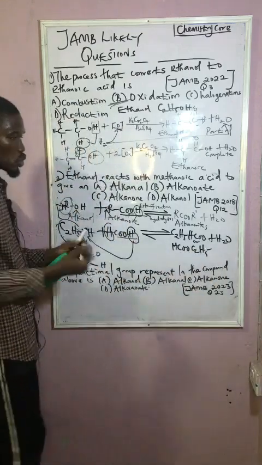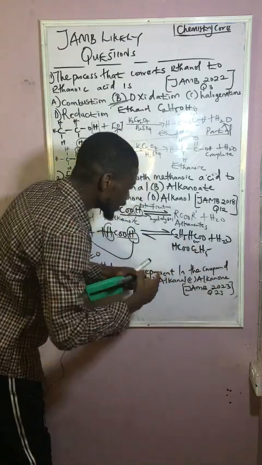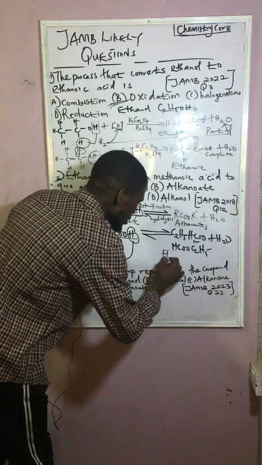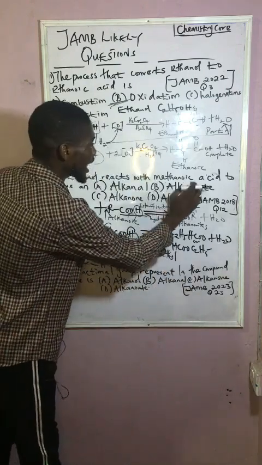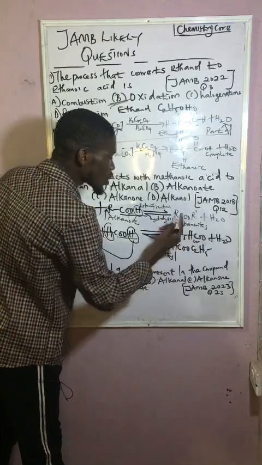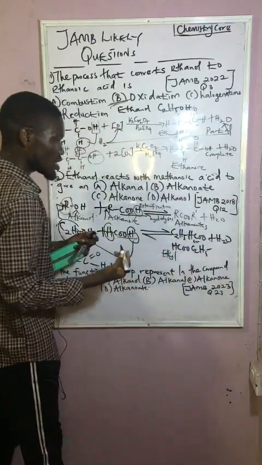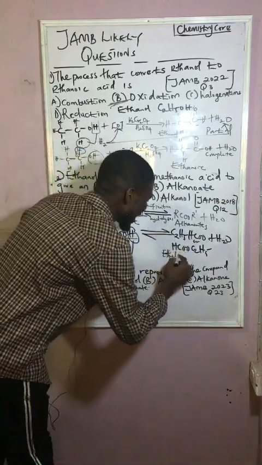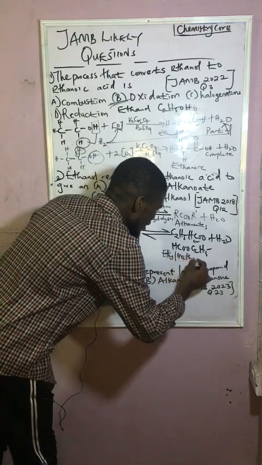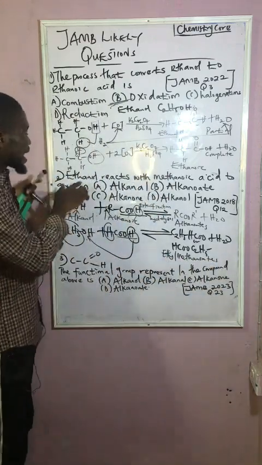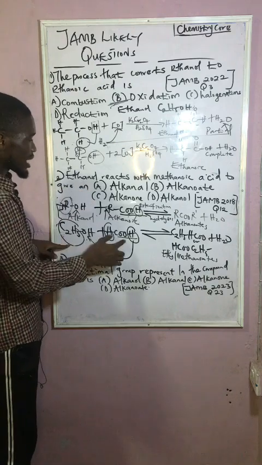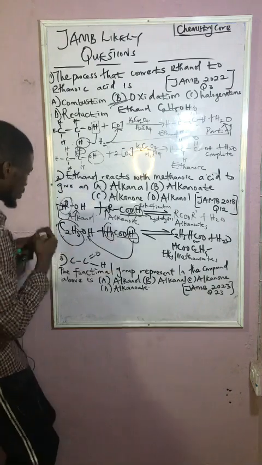Or you have it as HCOOC2H5. So what you have here, C2H5, HC, initially was methanoic acid, but because of the ester, we call it ethyl methanoate. So guys, if ethanol, which is this, should react with methanoic acid, let me put it there so you won't miss it.